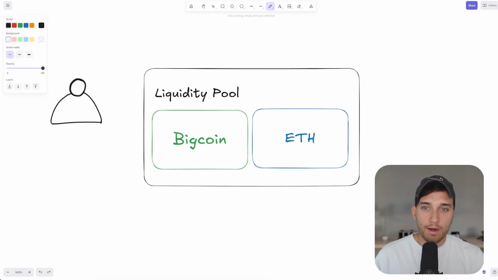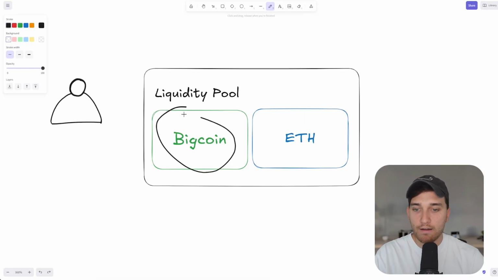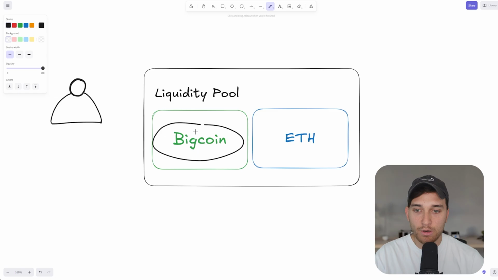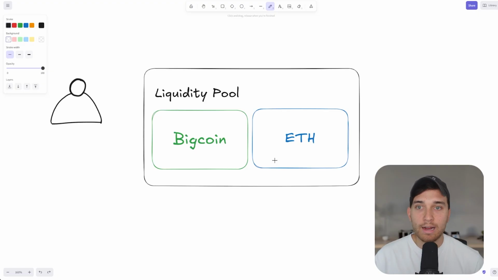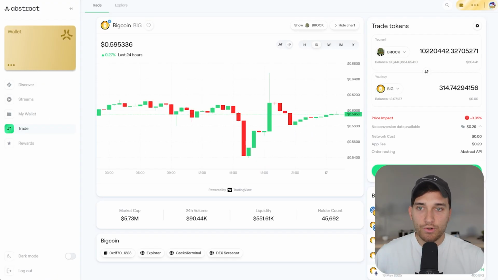To really break this down into fundamentals, people have deposited both Bitcoin and ETH into this liquidity pool here. If I want to buy some Bitcoin, I deposit my ETH into that liquidity pool and get some Bitcoin out of that liquidity pool. And obviously throughout that process, the balances of these coins inside the liquidity pool changes as I withdraw and extract the coins that I'm buying or selling. During that process, there is a fee that takes place in order to facilitate that swap.